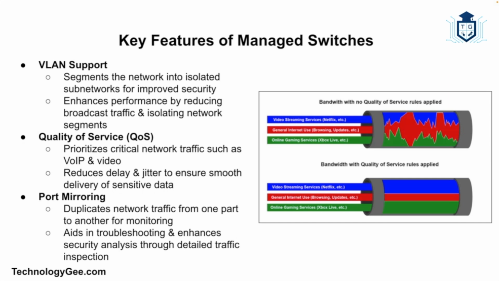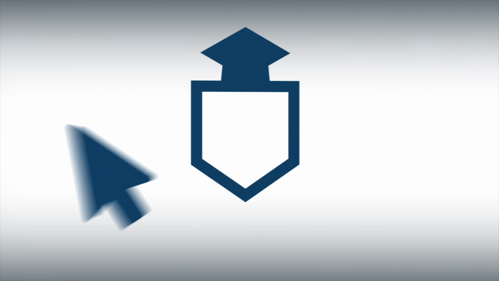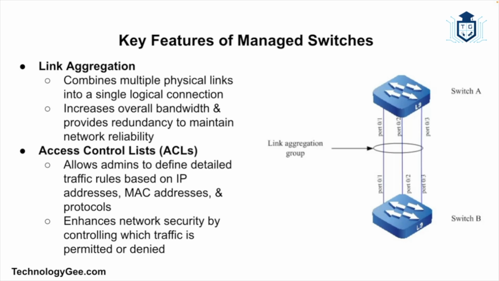There's quality of service, and this feature enables the prioritization of critical network traffic, ensuring that important data such as VoIP and video are delivered with minimal delay and jitter. There's port mirroring, and this allows network admins to copy traffic from one port to another for monitoring and analysis purposes, aiding in troubleshooting and security monitoring. You have link aggregation, and this combines multiple physical links into a single logical link to increase bandwidth and provide redundancy. There's access control lists, and they enable admins to define rules that control the flow of traffic based on various criteria, such as IP addresses, MAC addresses, and protocols, enhancing network security.